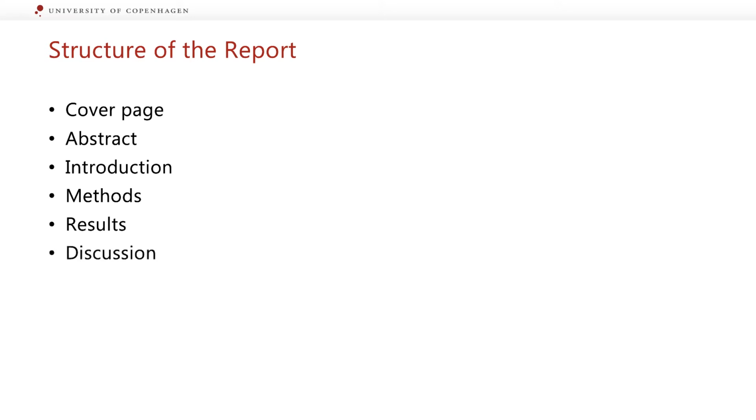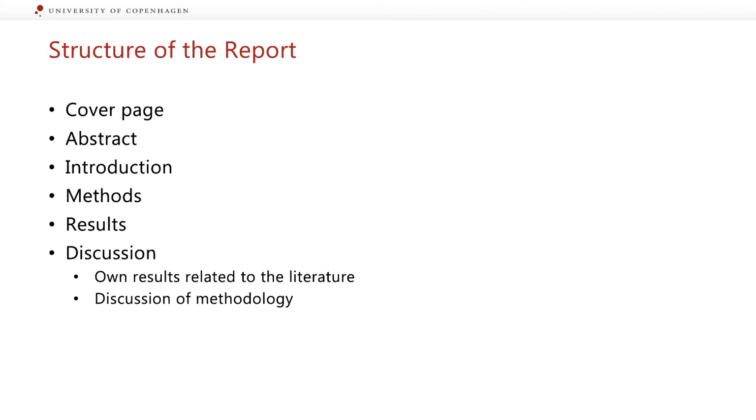So then we have the discussion. Again, it's an important part of a scientific paper that you discuss your results, and you have to discuss your own results related to the literature. So that is what you start out with: discuss your results and relate that to what has been found in the literature. And because this is a methodological course, you of course also have to discuss the methodologies, the applicability of the methodologies, and how the different methods might influence your results or even influence your conclusion.